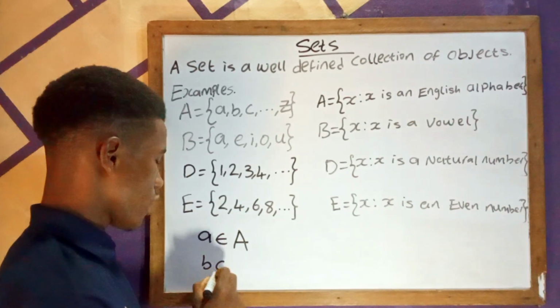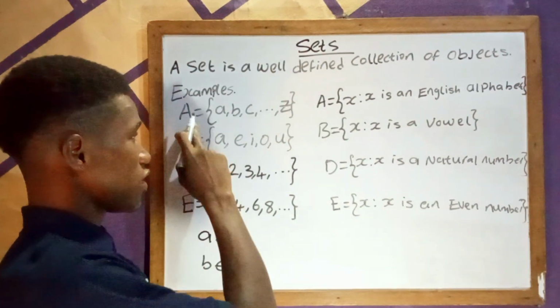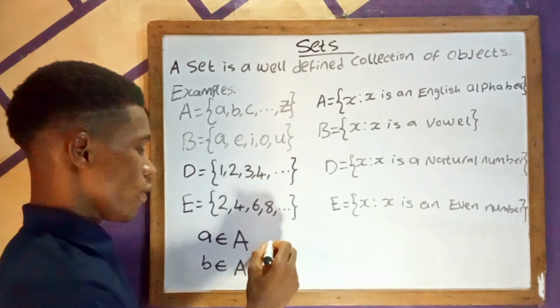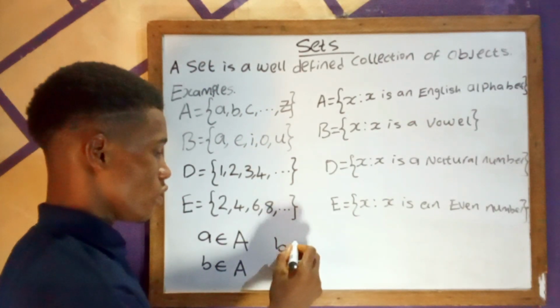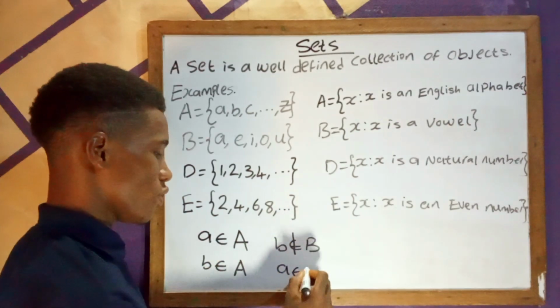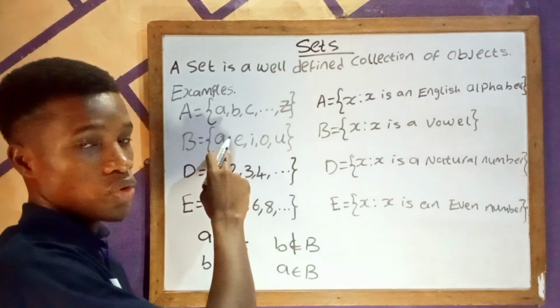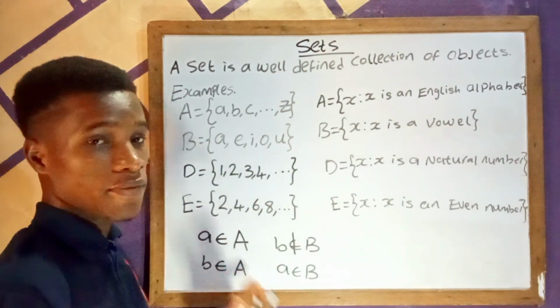Then we say b is an element of set A, because we define our set A as a set of English alphabet. The second one, we have that b is not an element of B, where a is an element of B, because this b is not part of this set based on how we define it. So it's just basically the way the set is defined.